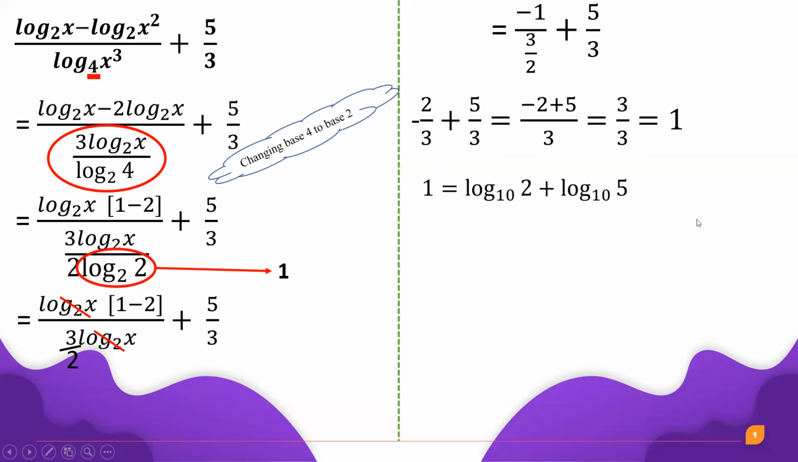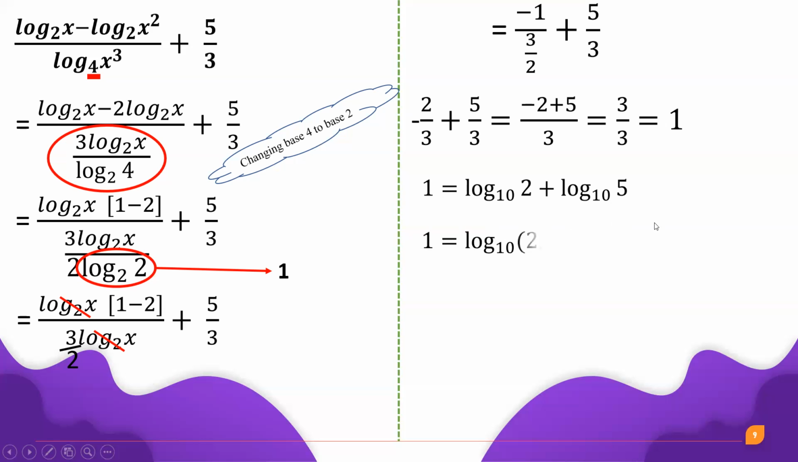Now, we have 1, but remember, 1 is equal to log base 10 of 2 plus log base 10 of 5. When you evaluate log base 10 of 2 and log base 10 of 5 on a calculator and add those logarithms, you get 1 as the answer. But you have to know this mathematically, that 1 is equal to this.